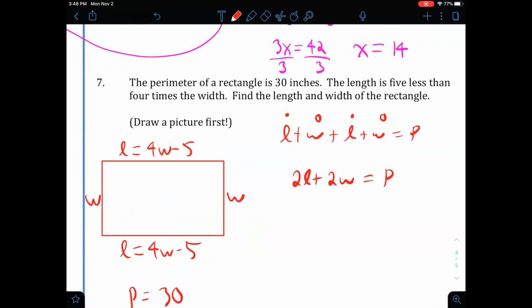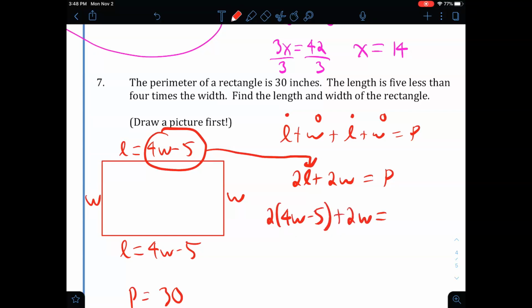So now, all we know is that the perimeter is 30, and we know that the length is 4 times the width minus 5. So we're going to take that and plug in for the length right here. So we have 2 times 4W minus 5 plus 2W equals 30. So how does this help us? Well, you are not able to solve an equation with multiple variables, at least you guys aren't at this point, okay? So having one variable, which is just W, is going to make it a lot easier to solve this. So that's why we did that here.